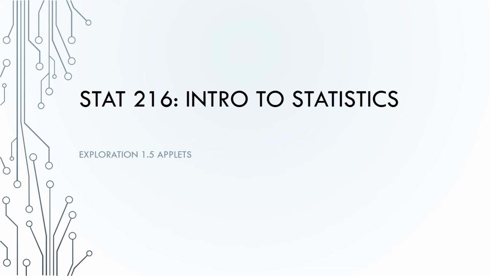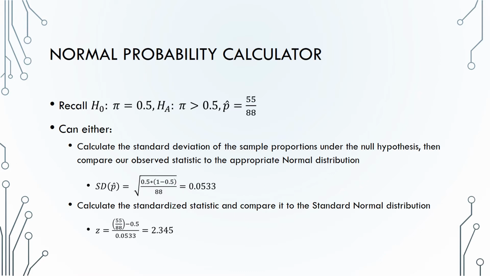The following video will explain how to use the normal probability applet in order to calculate p-values in two different ways. In Exploration 1.5, recall our null hypothesis is that 50% of people would call heads, and the alternative is that more than 50% of all people would call heads in a coin toss.